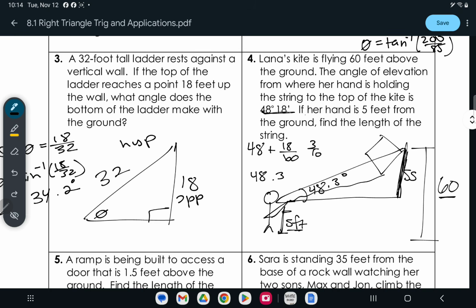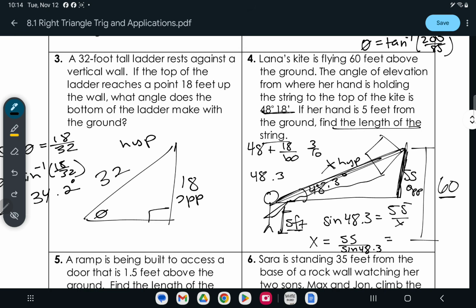What are we finding? If her hand is 5 feet above the ground, find the length of the string. So that's going to be this right here. So let's see, we have opposite and hypotenuse. So sine of 48.3 is 55 over x, where x is actually 55 over sine of 48.3 to give 73.97 feet.